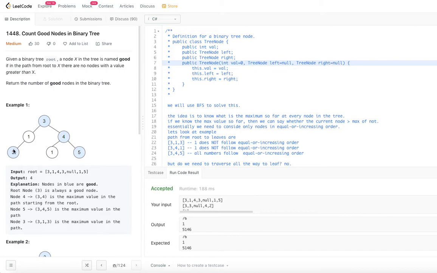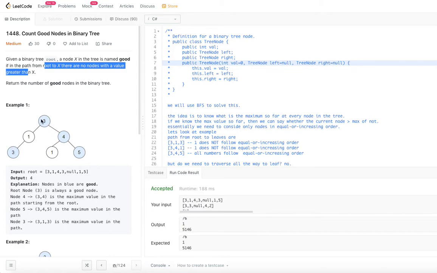They are equal. Even in that case, we will say the leaf node 3 is also a good node. The good node means that if in the path from root to x there is no node with value greater than x. So under the left subtree, 3, 1, 3: for the last 3 there is no node which is greater than 3, so 3 is a good node. From the left subtree, we found 2 good nodes, the root node 3 and the leaf node 3.